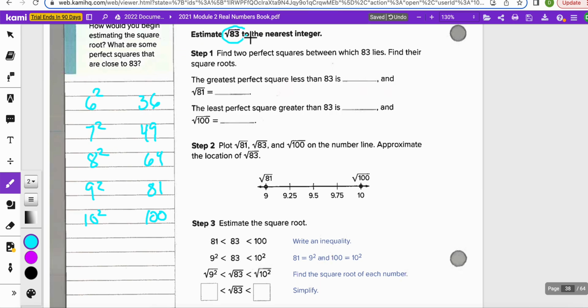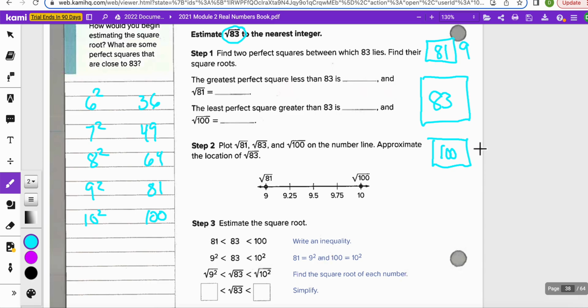Here I have the square root of 83, which is basically saying I've got a square with an area of 83. What is its side length? Well, it's not as easy. I know if I had a perfect square of 81, the side length would be 9. If I had a perfect square of 100, the side length would be 10. And I know 83 falls somewhere between there. So the square root of 83 is going to fall somewhere between the square root of 81 and the square root of 100, which means it's going to have a side length somewhere between 9 and 10.